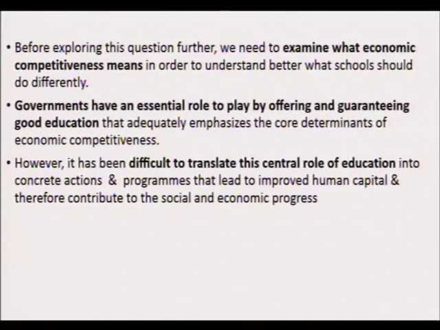Here, governments have an essential role to play by offering and guaranteeing a good education that adequately emphasizes the core determinants of economic competitiveness. However, it has been difficult to translate this central role of education into concrete actions and programs that lead to improved human capital and therefore contribute to the social and economic progress. So we can see this is quite a difficult and problematic topic that really has to be studied in great detail.